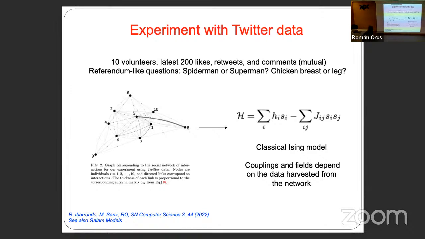It looked like that, and then we asked them referendum-like questions. So yes or no: do you like Spiderman or Superman, or do you like this type of thing, chicken breast or leg, or black or white? We had a full spectrum of questions. Now, from this data, we built the Hamiltonian. It was a classic Ising model. We actually built all the couplings and so on.